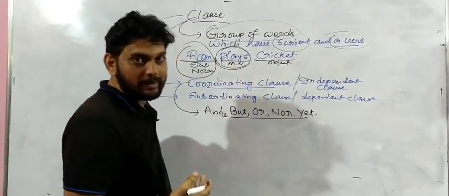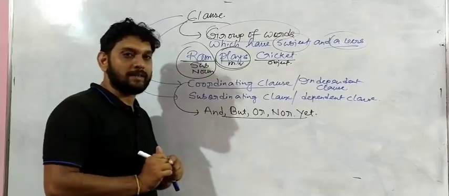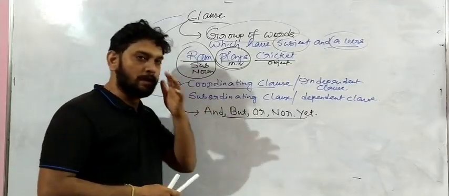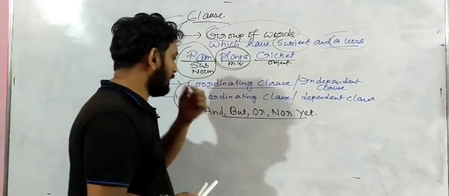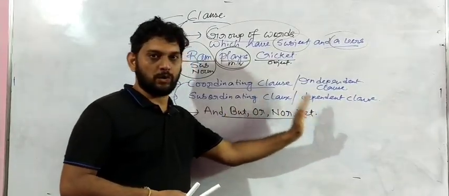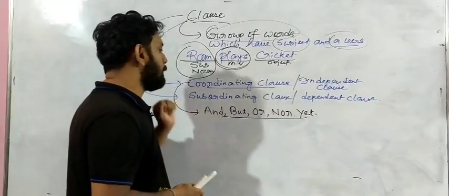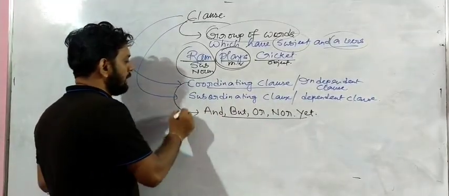So all these are the coordinating conjunctions. I have written the important ones. Okay, there are so many: and, but, or, nor, yet, so, for, all these are also there, but I have written the important ones. And second one, what?